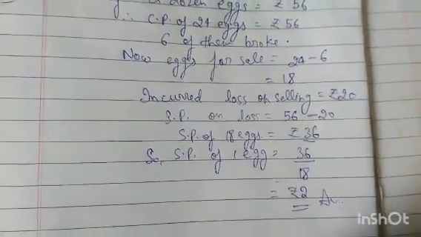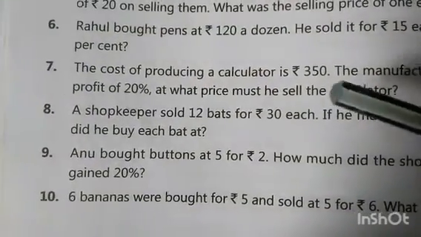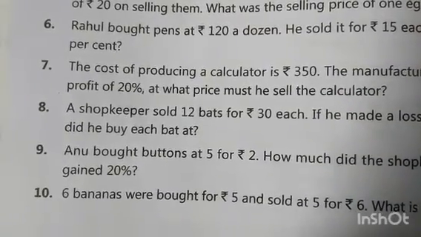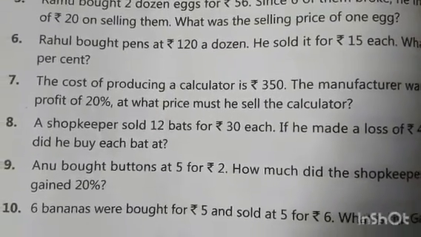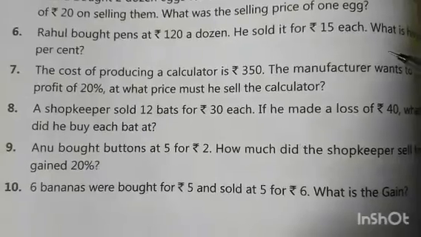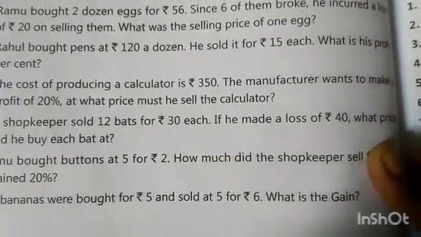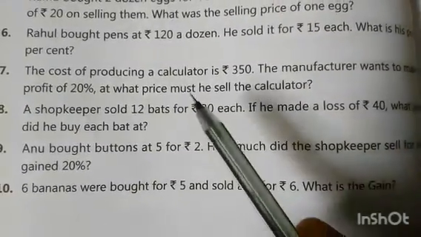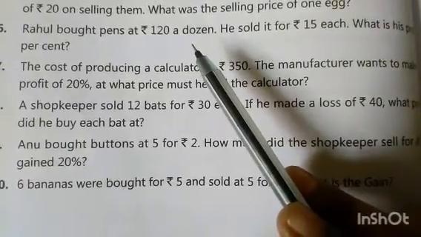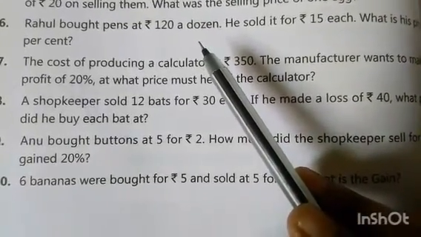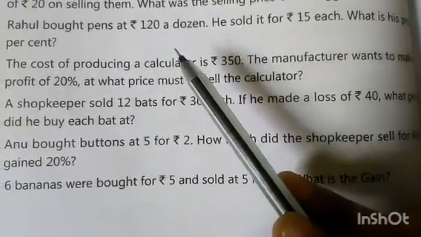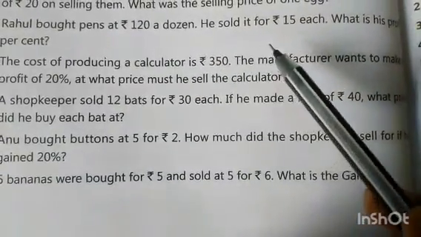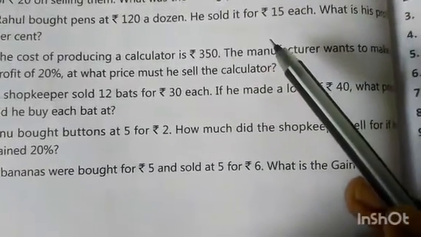Okay, now as it is question number 6 here. Rahul bought pens at rupees 120 a dozen. He sold it for rupees 15 each. What is his profit percent? So he bought rupees 120 a dozen pens. It means 12 pens on rupees 120 and he sold it for rupees 15 each.